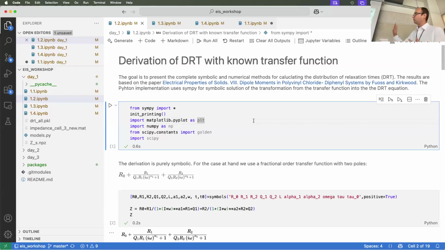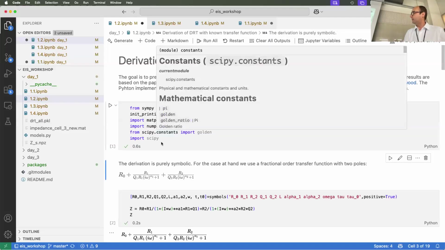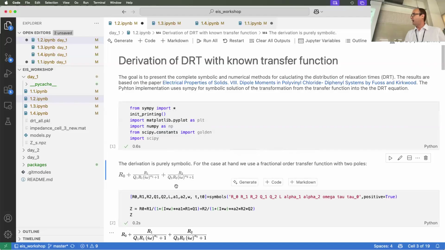So let's do DRT analysis using this. I just included all the libraries that are required, and I would like to find out what is the DRT of the impedance that looks like this. I came up with this equation just for the sake of demonstration. It is 2 RQ elements with a series resistor. We will get to it.